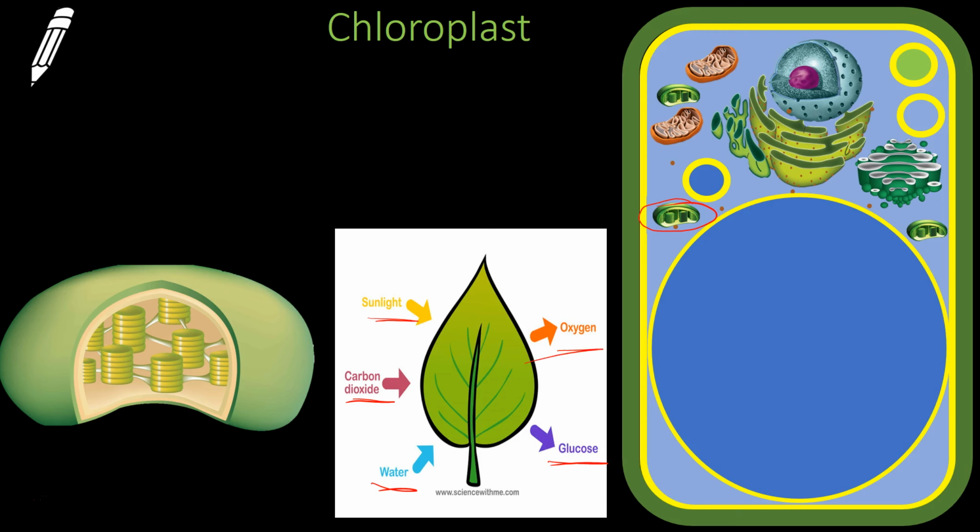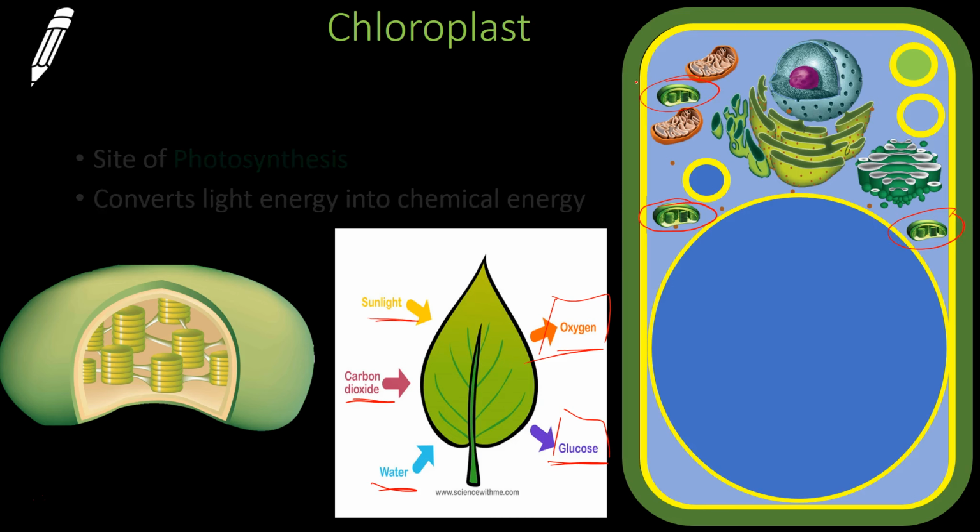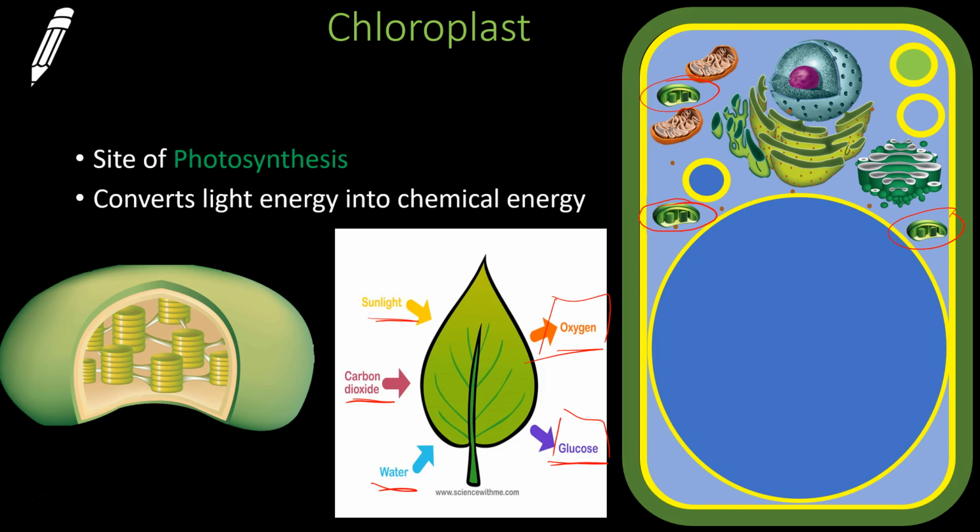Okay? So why is that important to us? Well, we need oxygen to breathe and we need glucose to eat. Okay? So we actually depend on plants from that process of photosynthesis. Where does photosynthesis take place? In the chloroplast. Okay? So this is what I want you to jot down. The site of photosynthesis, and it converts light energy into chemical energy. That chemical energy is glucose.